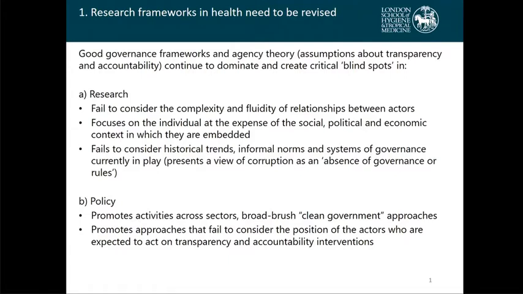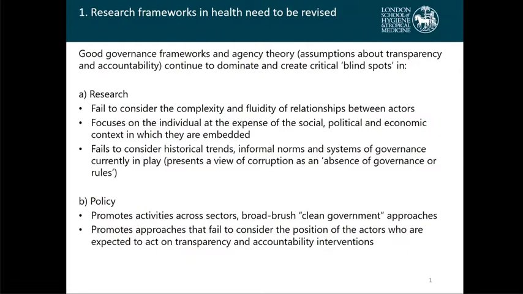So sometimes when we're using these frameworks, we think about corruption as an absence of any governance or rules at all. And as an anthropologist, I know that there are always systems of rules in place, and we need to know what these are. They may well be informal, but let's never think about corruption as occurring because there aren't any rules and there aren't any norms.